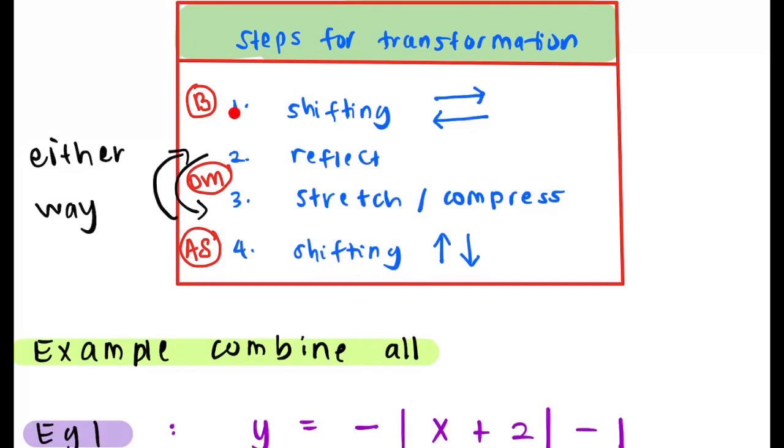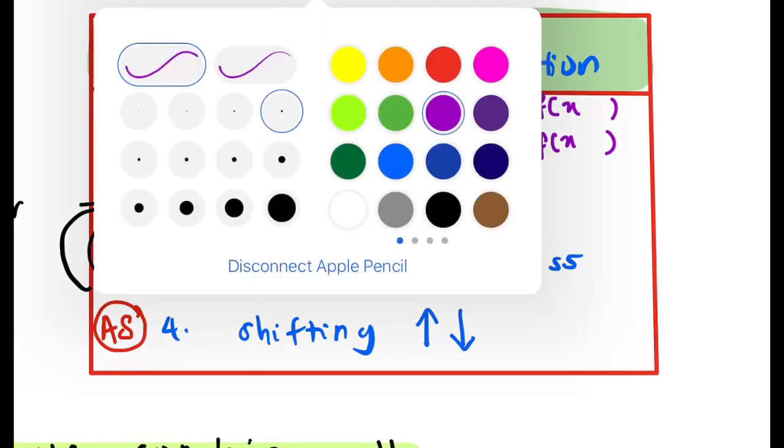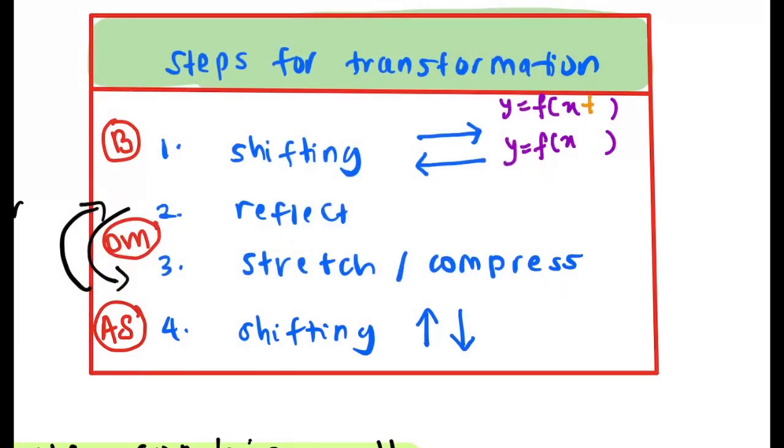So first of all, when you get a question, check whether you have shifting left or right first. So we need to do this step first. We need to check whether you have plus c or minus c inside. Let me write the summary here. If you have plus c, you know the graph will go to the left. And if you have minus c, you know the graph will go to the right.